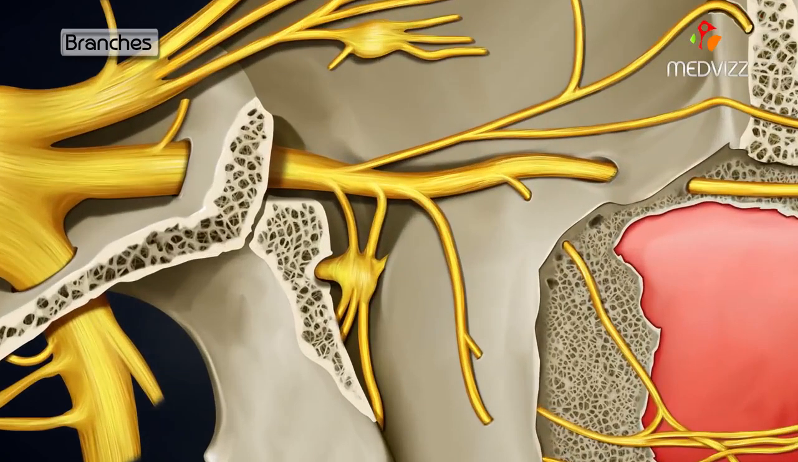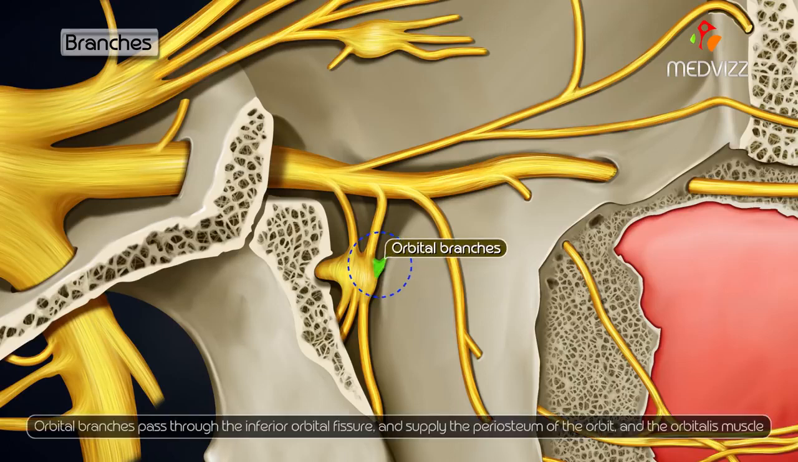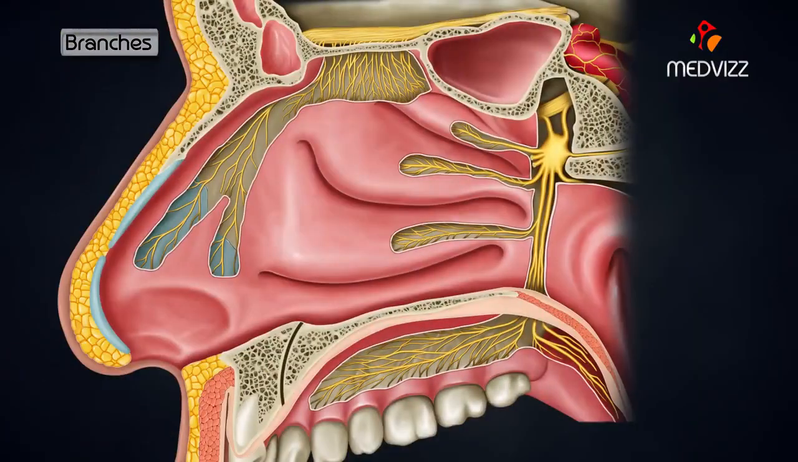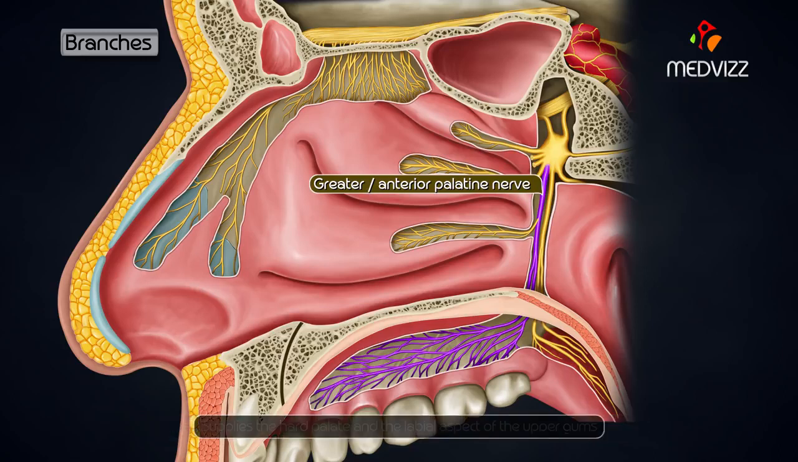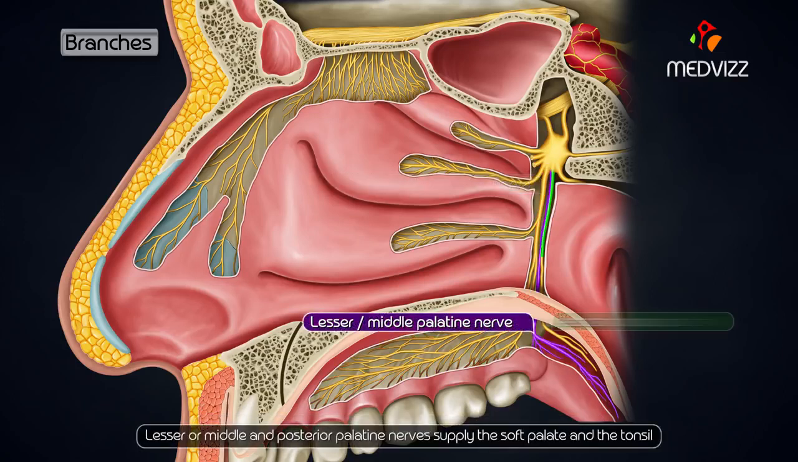The branches are orbital branches that pass through the inferior orbital fissure and supply the periosteum of the orbit and the orbitalis muscle, which is involuntary. Palatine branches: the greater or anterior palatine nerve descends through the greater palatine canal and supplies the hard palate and the labial aspect of the upper gums. The lesser or middle and posterior palatine nerves supply the soft palate and the tonsil.